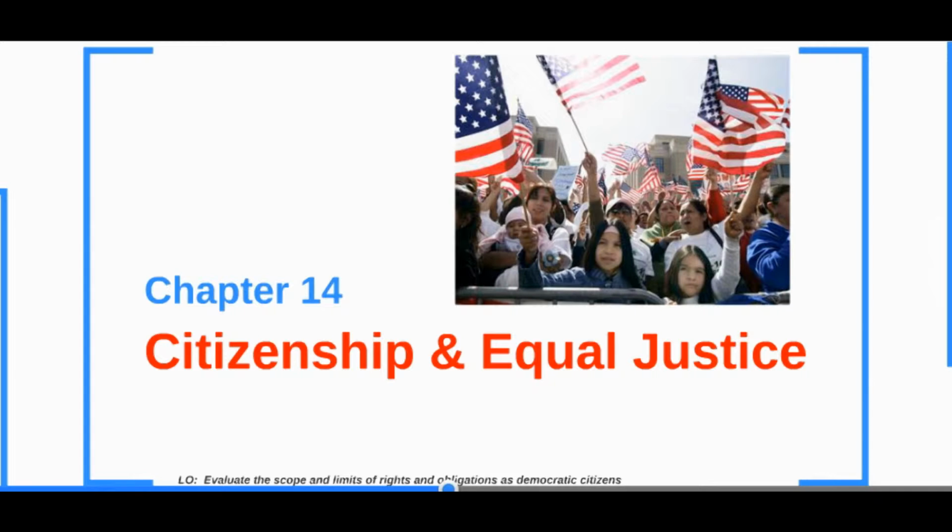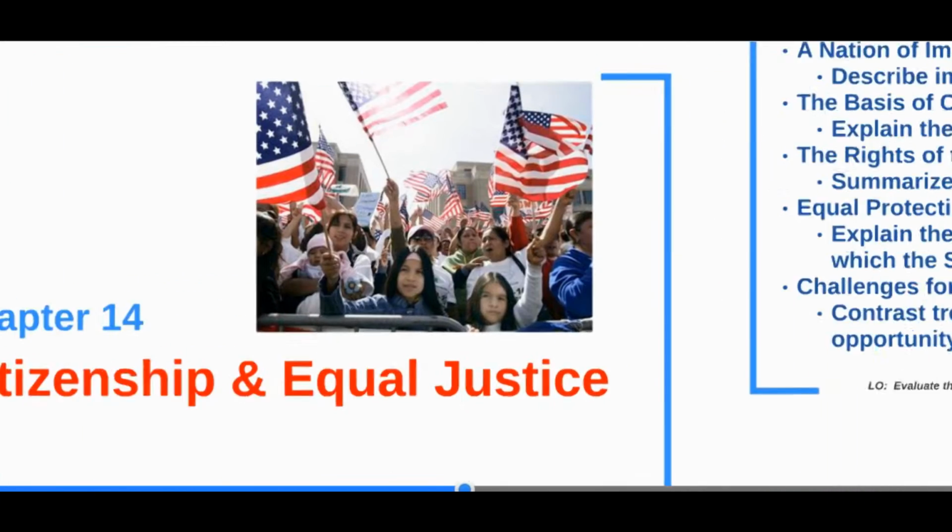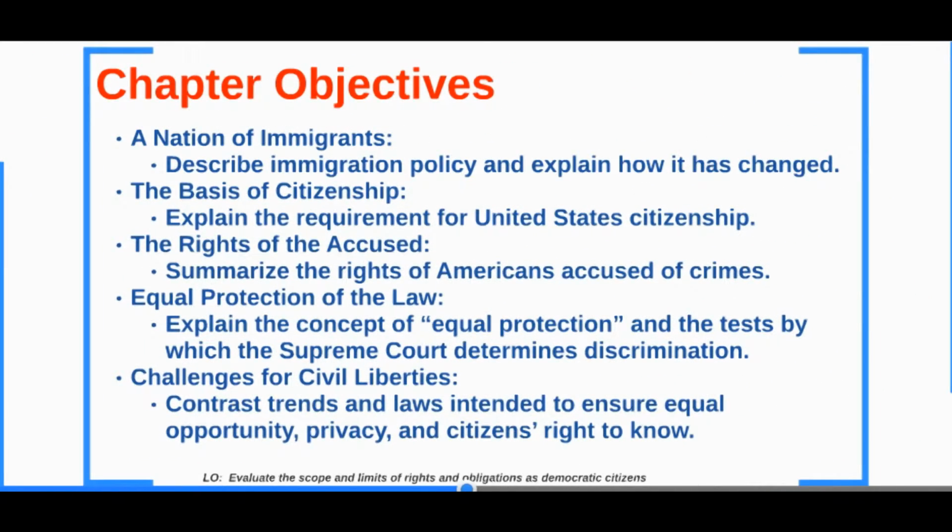Chapter 14, Citizenship and Equal Justice. Our chapter objectives. Section 1, A Nation of Immigrants. Describe immigration policy and explain how it has changed. Section 2, The Basis of Citizenship. Explain the requirement for United States citizenship.